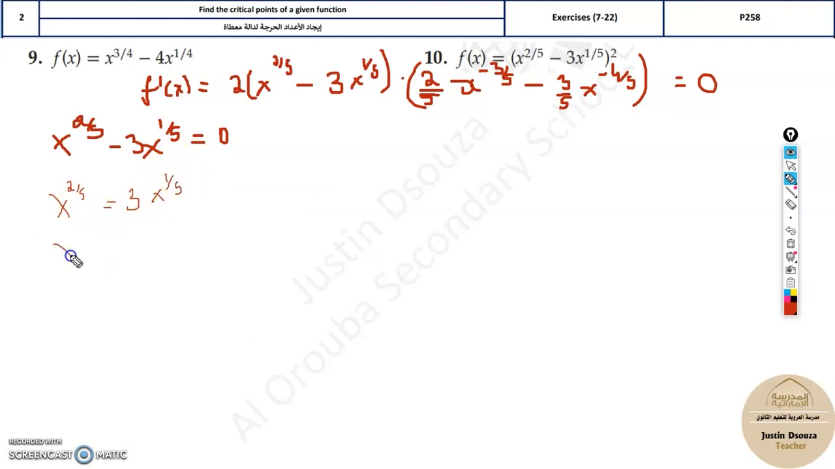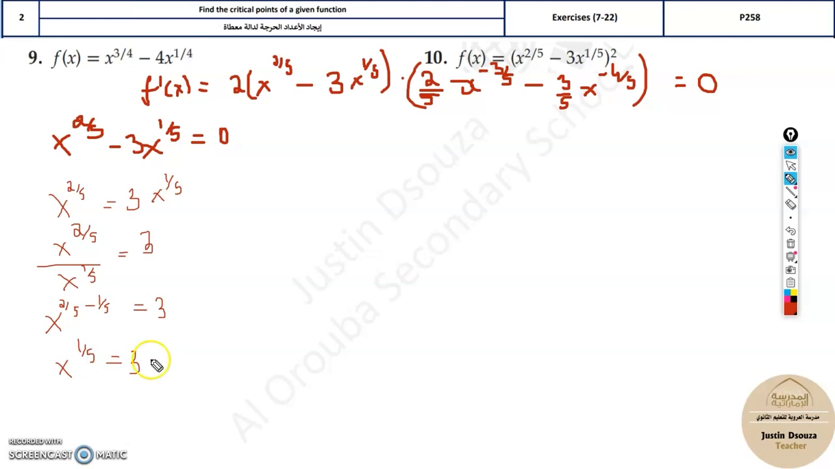I will take it to the other side, x^(2/5) divided by x^(1/5), equated only with numbers now. Keep only the numbers over here. Now we know the exponent, when it goes up, the sign changes and it becomes minus. So x^(2/5 - 1/5) is equal to 3. And now we solve this. 2/5 minus 1/5 is 2 minus 1, which is 1. So it is x^(1/5) equals 3.